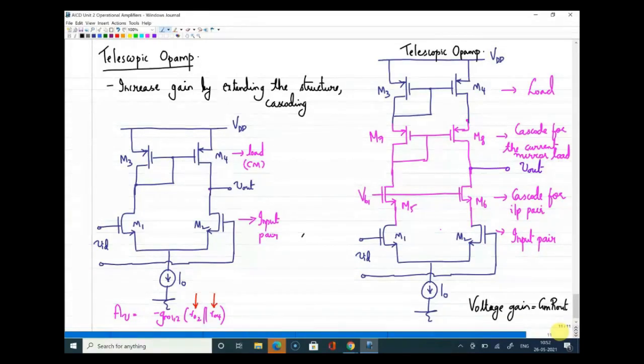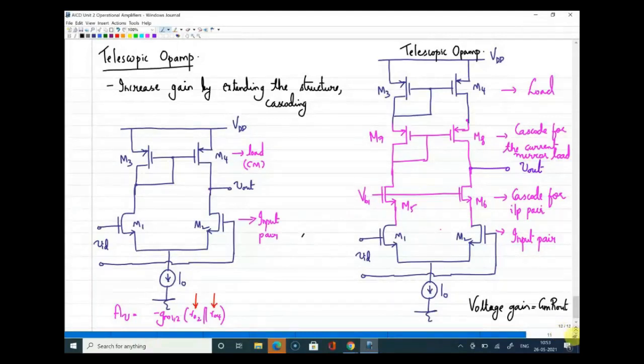Sir, quick, M2, Ananya, and M4. M2 and M4. So M2 will be improved by how much? What will be the amount, and which transistor will improve M2's output impedance? Please, quick. So M2 will be increased by M6.